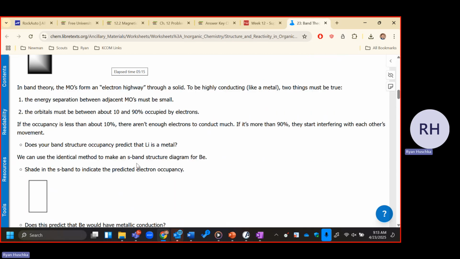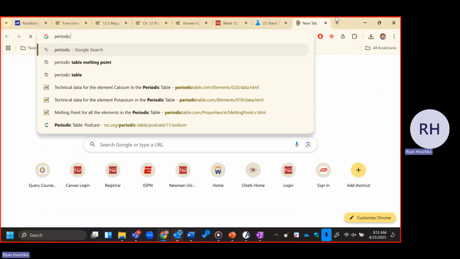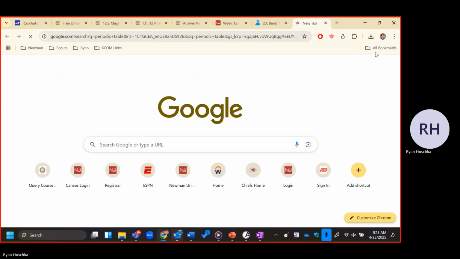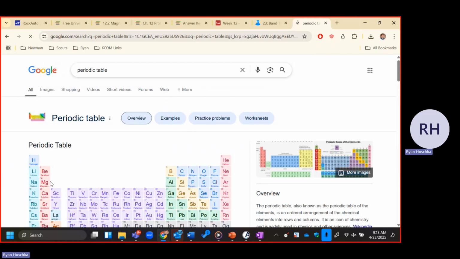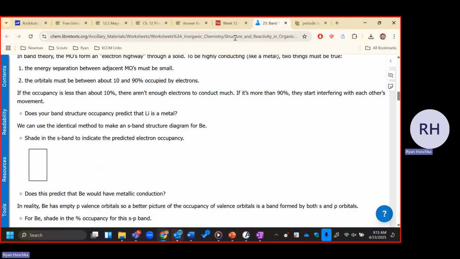So if we think about that then for beryllium, you look at a periodic table. All right, so beryllium just has one more electron, right? When it has one more electron in your S shell, what kind of shading does that look like? Almost completely shaded, right? Your electrons would be filling up your lower band, right, and your upper conduction band.